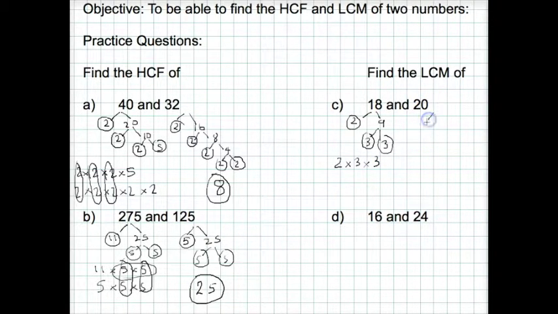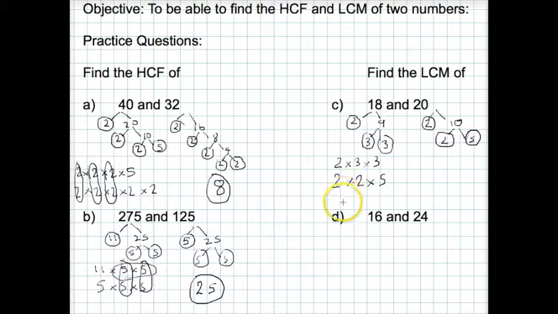I'll do the same to the 20. So I can split that into 2 and 10. I can then circle the prime number. Can then split 10 into 2 and 5, both of which now are prime numbers. I'm going to write this down underneath. 2 times 2 times 5.